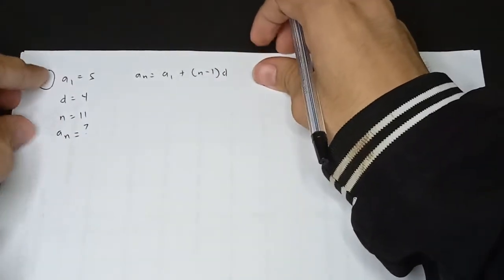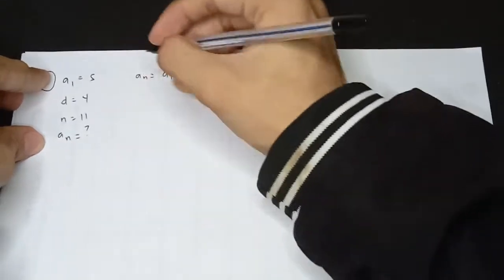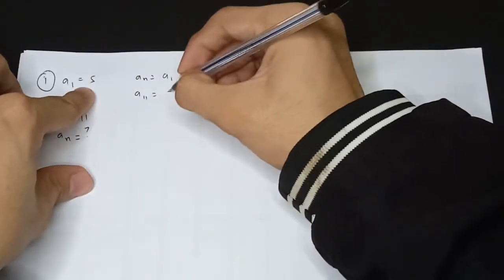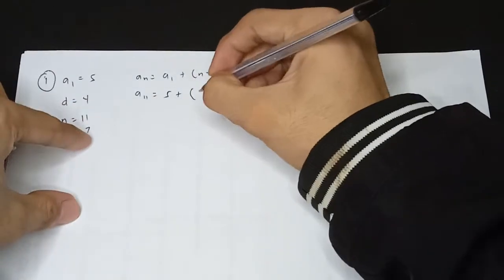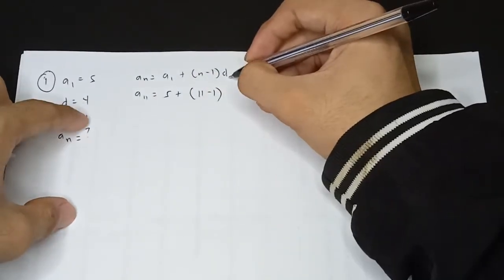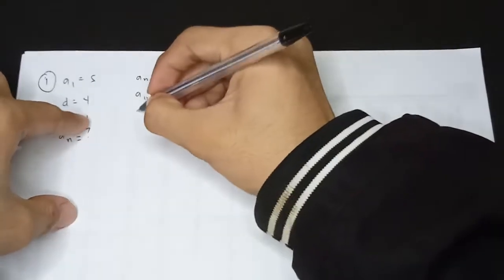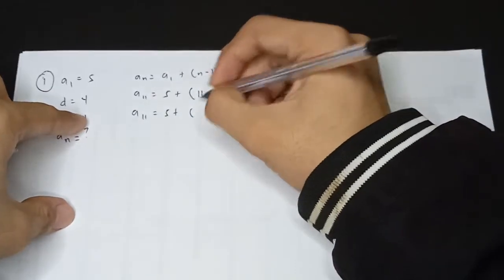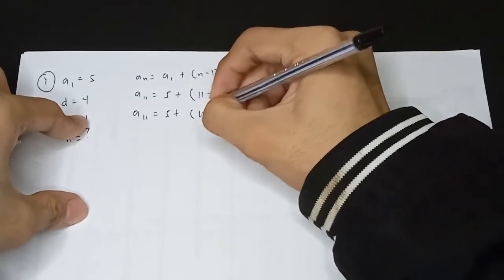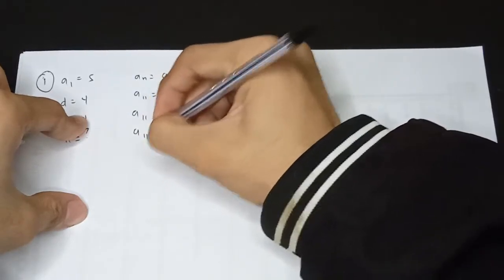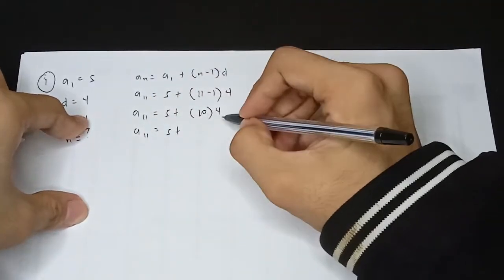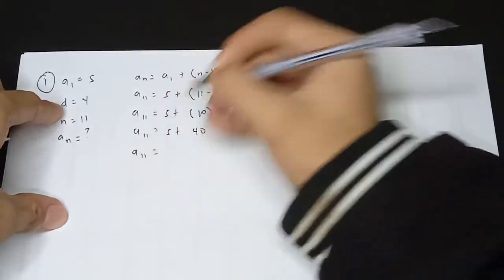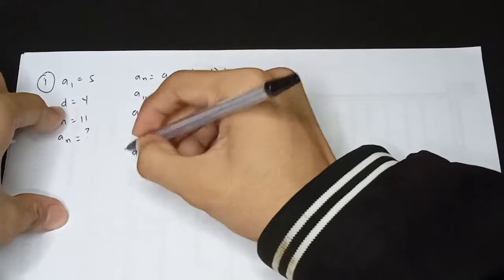Okay? So, substitute natin lahat. Ang n natin is 11. So, a sub 11 is equal to a sub 1 natin is 5 plus ang n natin is 11 minus 1 and common difference is 4. Okay, so simplify natin. A sub 11 is equal to 5 plus 11 minus 1, that is 10, times 4. Okay, a sub 11 is equal to 5 plus 10 times 4, that is 40. Okay, so ang a sub 11 natin, that is 45.